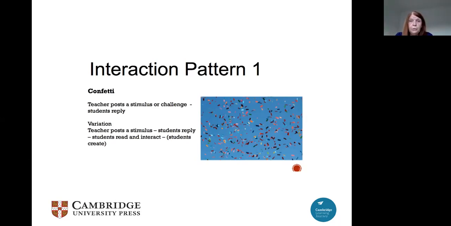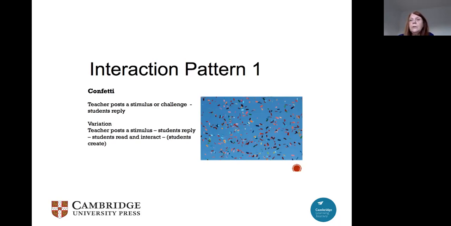The sports shorts variation was slightly more complicated. The teacher posts a stimulus, in this case to different students. The students reply by posting the rules. Then the students read and interact by guessing the rules. And then the final stage is students create.